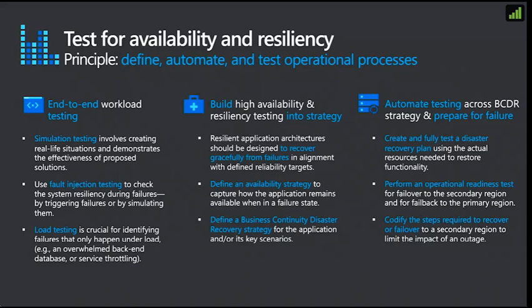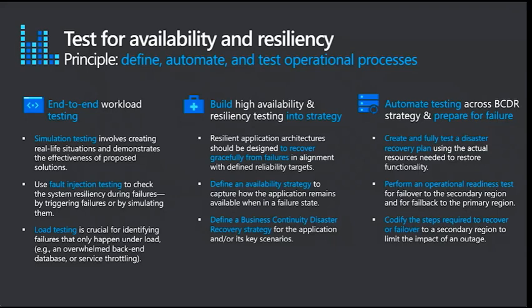Building high availability and resiliency testing into your strategy, right? You want to have resilient application architectures. They should be designed to recover gracefully from failures. You want to define an availability strategy to capture how the application remains available when in a failure state. And you absolutely want to have a business continuity disaster recovery strategy. And you want to automate your testing across your business continuity and disaster recovery strategy and prepare for failure.